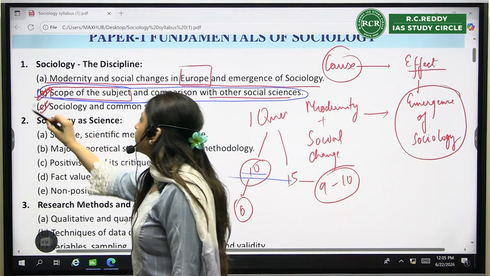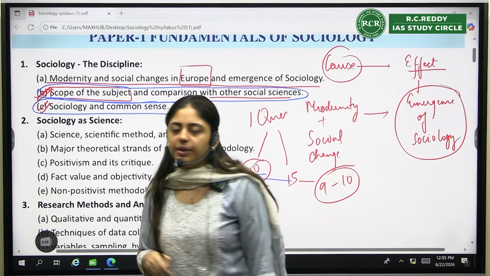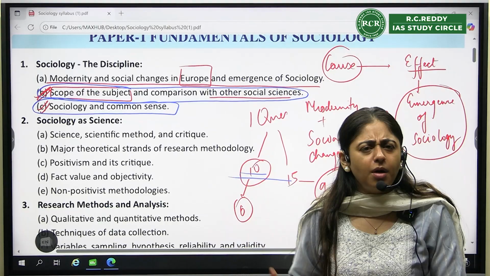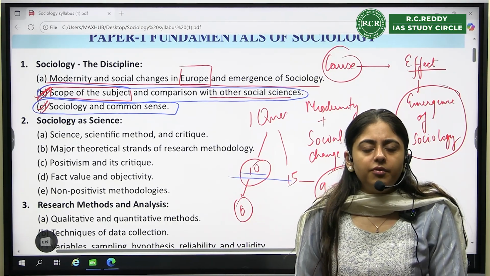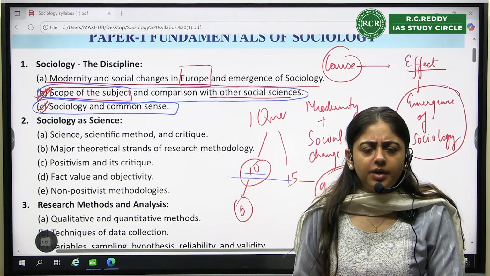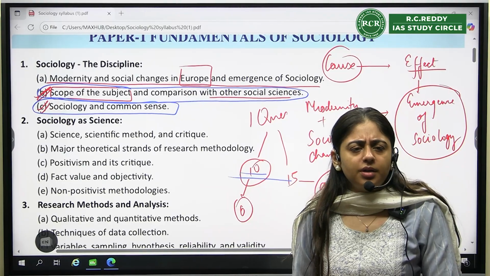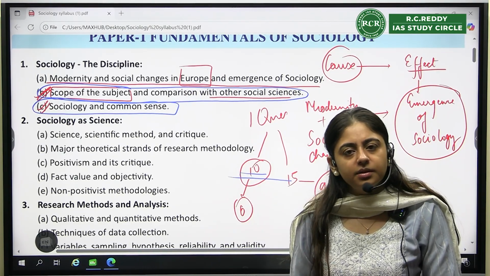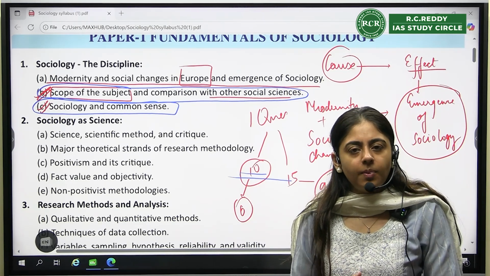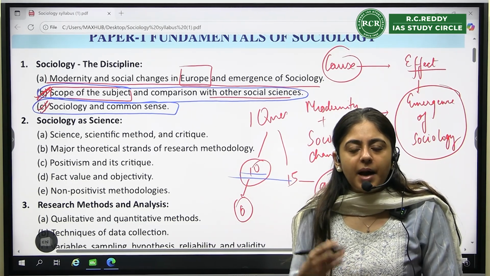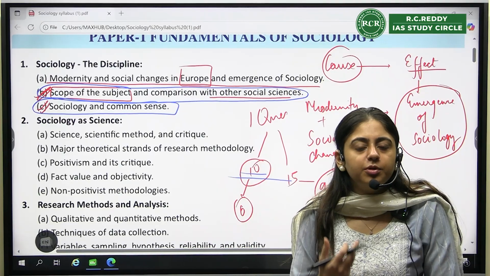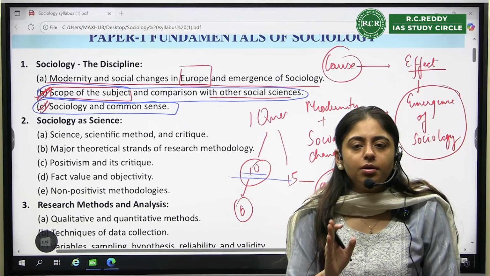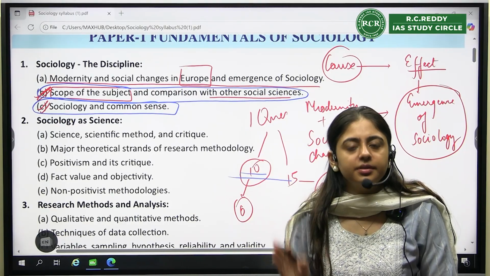Similarly, when the subject started, a lot of people claimed that, okay, this is common sense only. Why people marry? It's common sense that once we are above 18 years of age, that is the marriageable age. What will sociology add that is extra? What new will sociology tell? So during those times, the pioneers of sociology, the people who started sociology, gave the differences, that this is not common sense. This is something different, right?